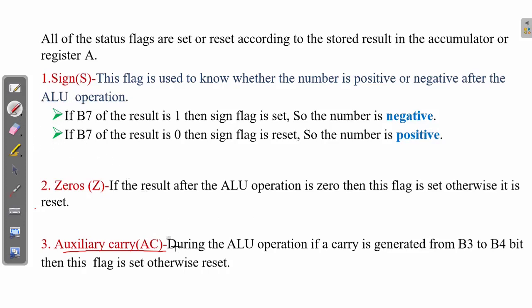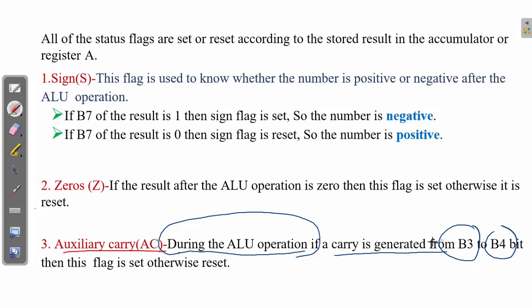If you read carefully, it's written there: during ALU operation. Now I'm not talking about the result. I'm talking about the time while the ALU operation is going on. If a carry is generated from bit 3 to bit 4, this flag is set. So there are three points to remember. First, during ALU operation, a carry should be generated. Now where? From bit 3 to bit 4.